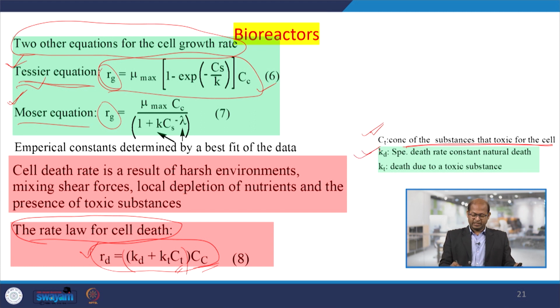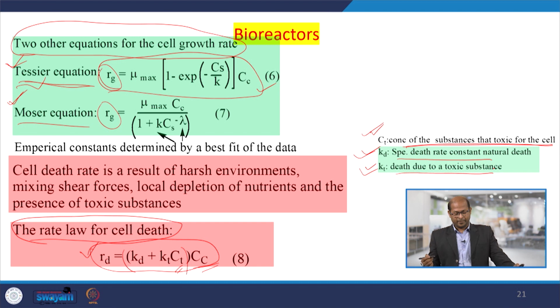And Kd and Kt are constants also. Kd is called the specific death rate constant and Kt is the death due to the toxic substance. Okay. So, these are the constant terms we have to use here, and these are the two concentrations: the concentration of the substrate that is toxic for the cell, and the concentration of the cells present.